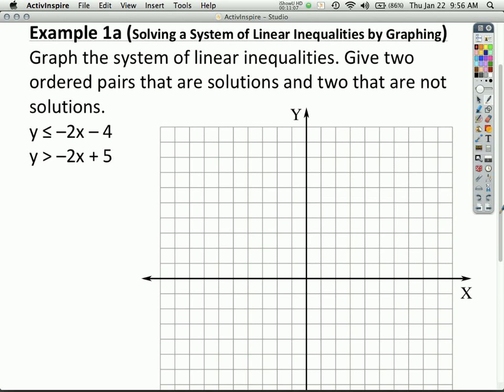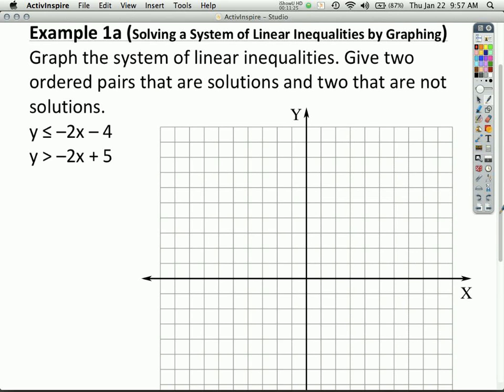So, you may remember, you may not, but the instructions last time for the first example we did were exactly the same. Graph the system of linear inequalities, give two ordered pairs that are solutions and two that are not solutions. And you're given a system of inequalities.